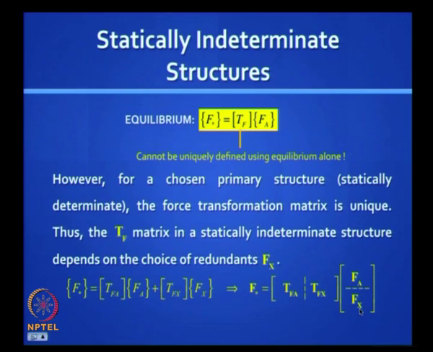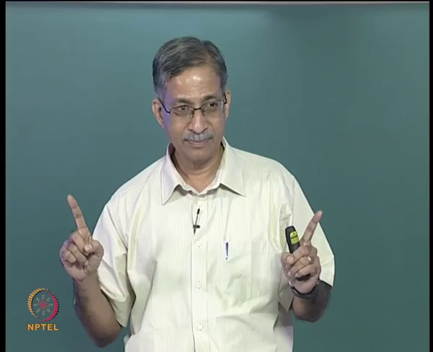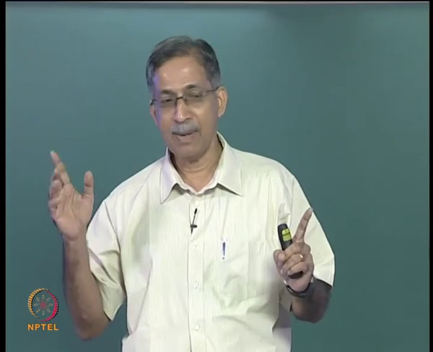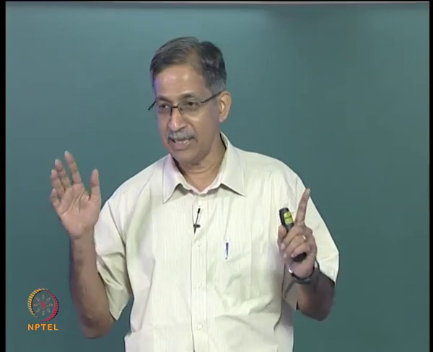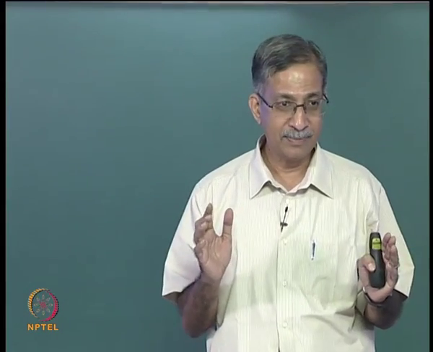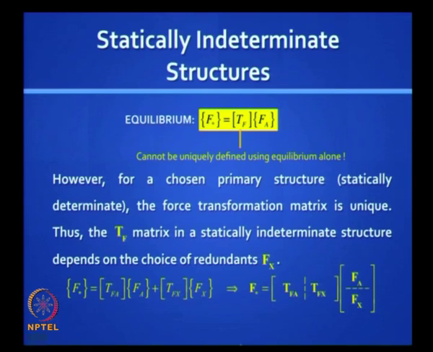TFA and TFX are both uniquely defined. By applying unit loads, I can generate TFA and TFX. So, that is a property of the primary structure. If I look at this vector, this is known, I can find this out, this is known, I can find it out. FA will be given to me in the problem. FX I do not know, but if somehow I can get FX, I got the bar forces completely.